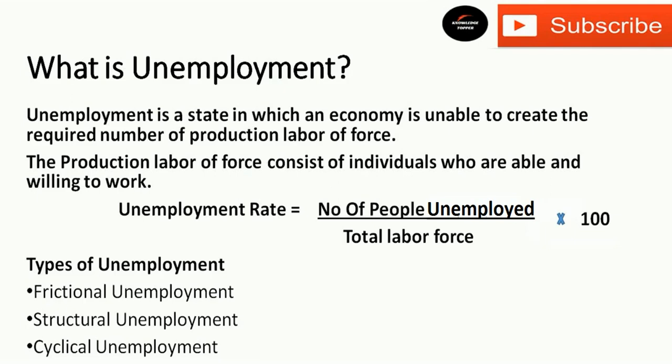So how can you calculate the unemployment rate? It is the number of people unemployed divided by the total labor force and multiplied by 100, so we get the unemployment rate. So the question is why there is unemployment, and why unemployment occurs. Unemployment occurs when a person is actively seeking employment but is unable to find work. Unemployment is often used as a measure of the health of the economy. The most frequent measure of unemployment is the unemployment rate that I already told you about, how you can calculate the unemployment rate.